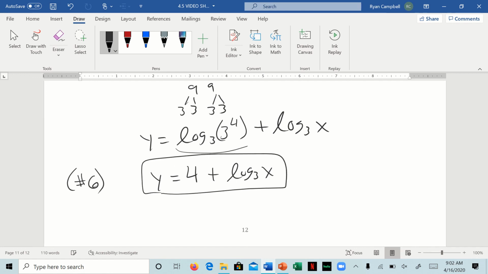Now we can do a quick sketch, right? Because we know log base 3 of x is just going to look like this, right? So if we add 4 to the outside, what happens? Well, we just go up by 4, right? So this is what it will look like. Asymptote still at x equals 0.